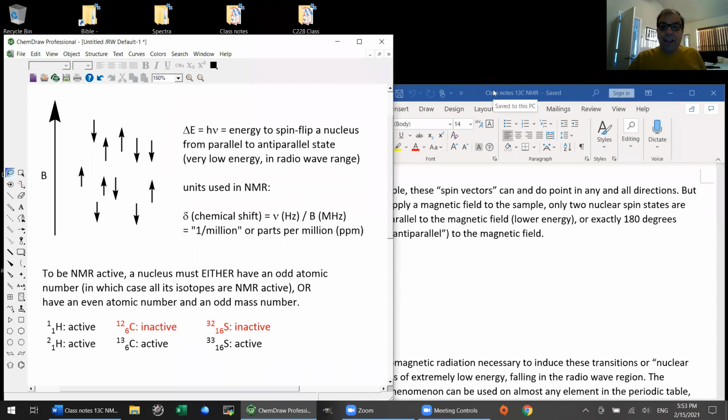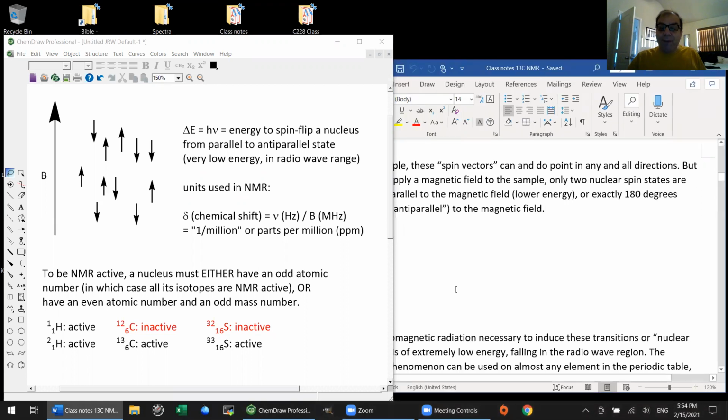It requires electromagnetic radiation in the radio wave range. That's in the far long wavelength, or low energy, end of the electromagnetic spectrum. And when that happens, of course, just very much like in infrared spectroscopy, we get a peak there that we could say it took this much energy to spin flip our nuclei. Or maybe, if you will, since energy is proportional to frequency, the frequency of radio wave photons that did that for us is so many hertz.